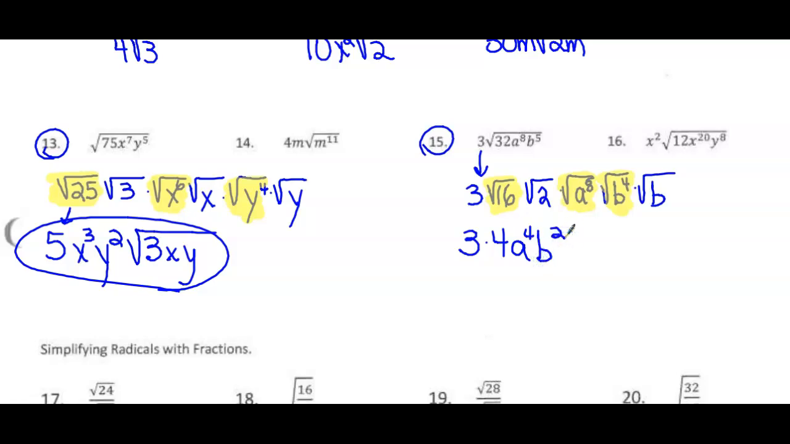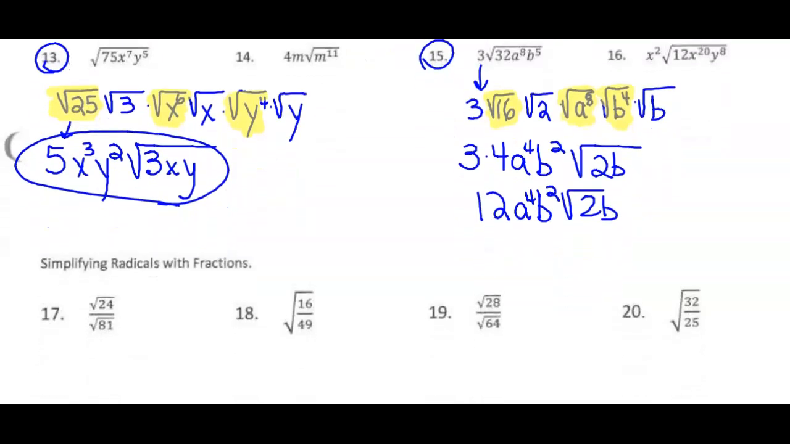I changed my yellow ones. I have a square root left. Underneath the square root, I have 2b. And the final thing I do is multiply what's left. That is 12, a to the 4th, b to the 2nd, the square root of 2b. I hope this is making sense to you.